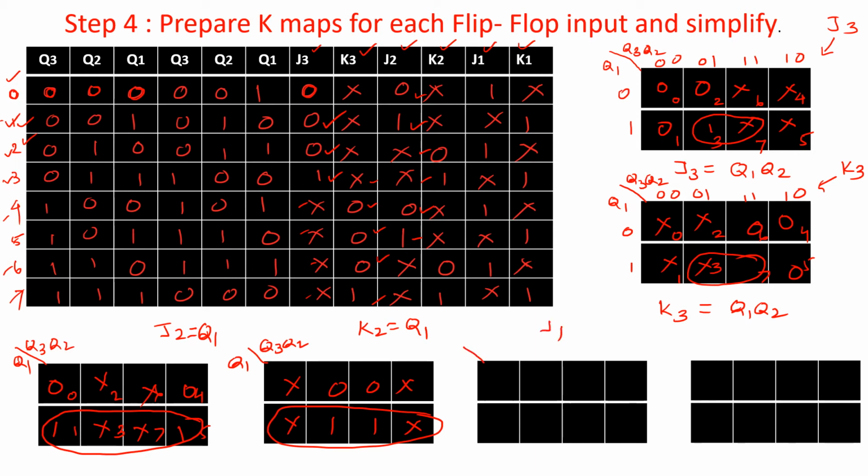If you go for J1 now, this is Q3, Q2, this is Q1, and if you fill the table, it would be like this. Here it would be 1, 1, 1, 1, and here it is don't care everywhere. So we can make a quad out of it, sorry, an octet out of it, and you will get J1 as a 1. And remaining only is now K1. I will write K1 here. This is Q3, Q2, this is Q1, and if you fill the table, you will get it like this.